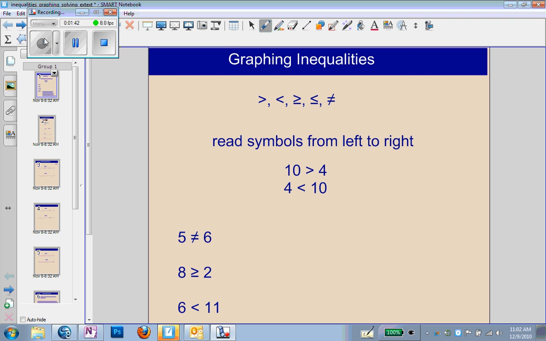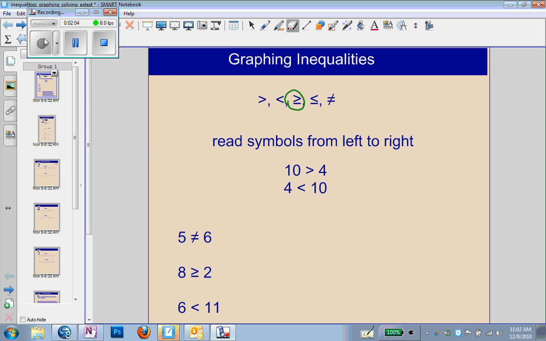So the next symbol is greater than or equal to. I just said that wrong a minute ago. It's greater than or equal to because it has the greater than sign first, and then it has the equal to underneath it. So the greater than side is the left side, so that's why we read it as greater than. And then the line underneath it means equal to.